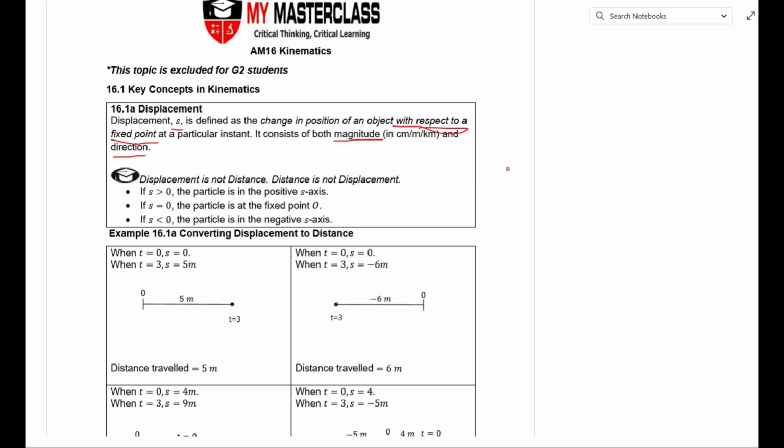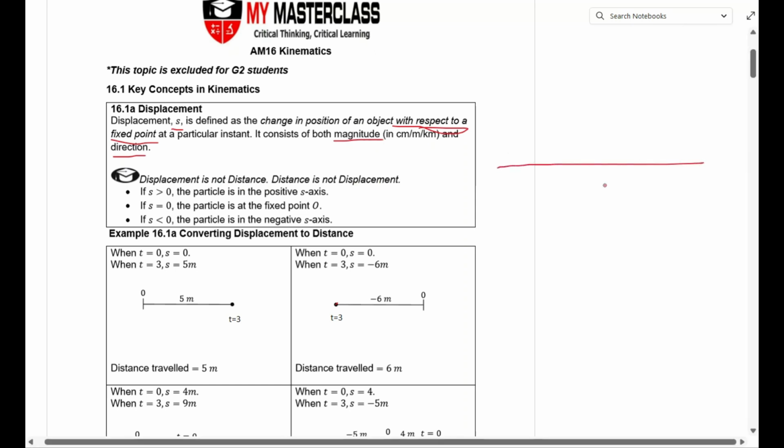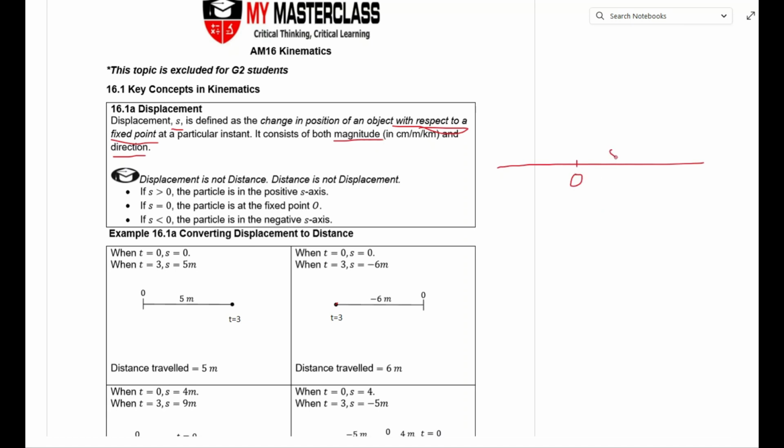So let's say we have the s-axis here with our fixed point O here. If s is more than 0, our particle will be here. If s is equal to 0, it is at the fixed point. So here is where s equals 0. And if s is less than 0, the particle will be in the negative s-axis, so the left side of our point O, about here. Then this is where s is less than 0.